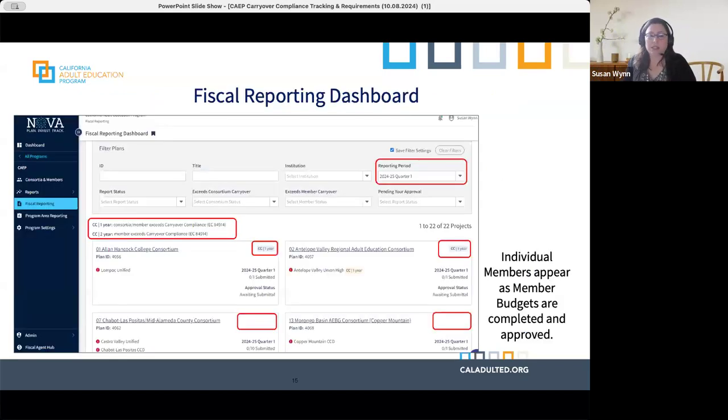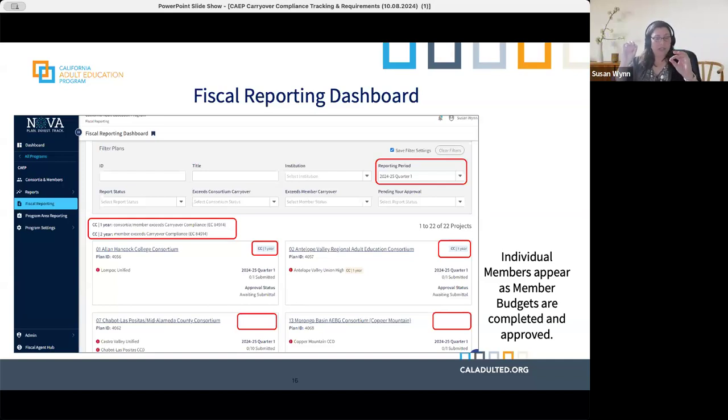So if we go to the next slide, please, we'll see an example here. This is a screenshot that I recently took, and we'll thank Allan Hancock again for being an example. They're the first one listed on here. On the left-hand side, we see the fiscal reporting, and notice that I took it to 2024-25 quarter one because Q4 of 2023-24 is now completed. On the right-hand side of the screen, we see the reporting period stated 2024-25 quarter one, and there's a little legend that tells you the meaning of what CC 1 year and CC 2 year means.